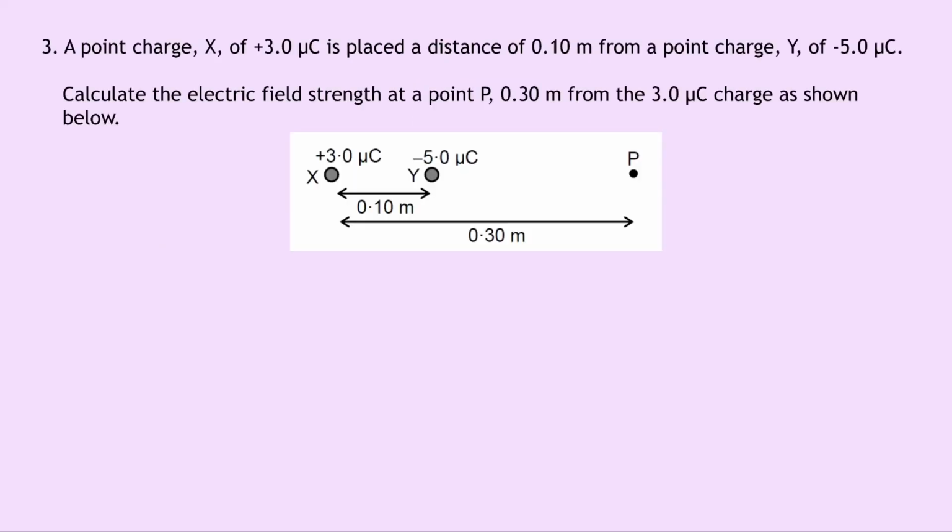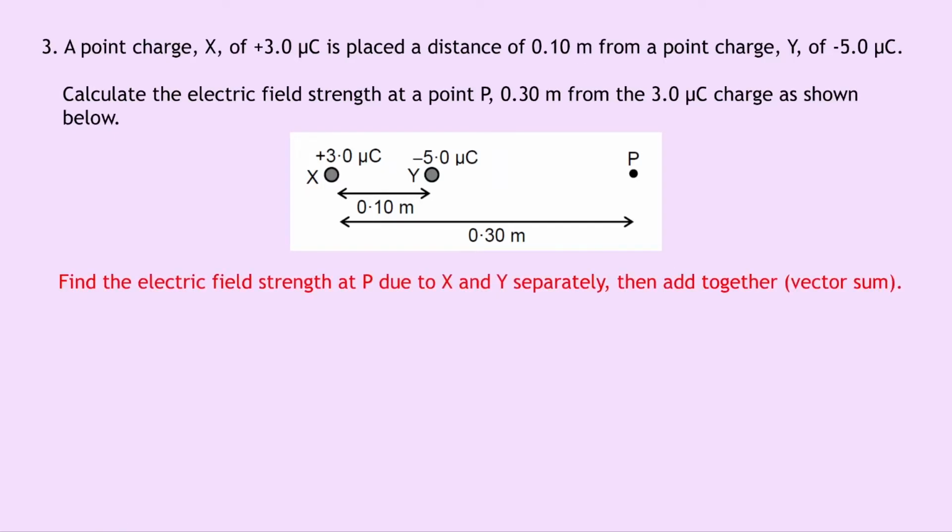Question 3 says that a point charge X of plus 3 microcoulombs is placed a distance of 0.1 meters from a point charge Y of minus 5 microcoulombs. Calculate the electric field strength at a point P, 0.3 meters from the 3 microcoulomb charge as shown below. Well, what we need to do here is find the electric field strength at point P due to both charges X and charge Y separately, and then add them together as a vector sum.